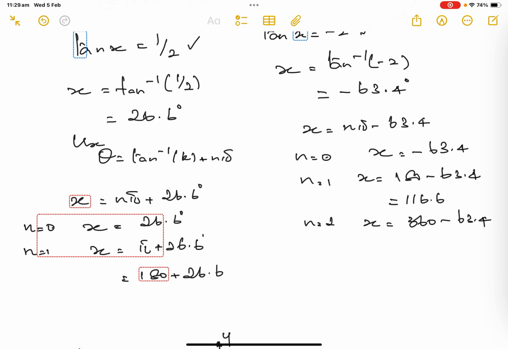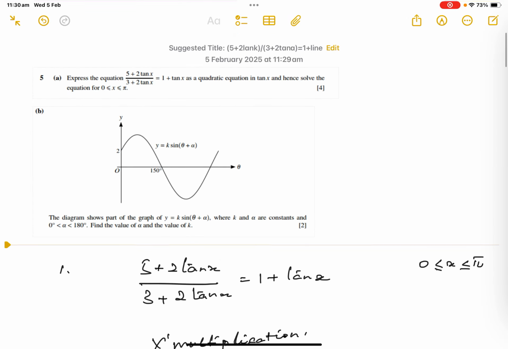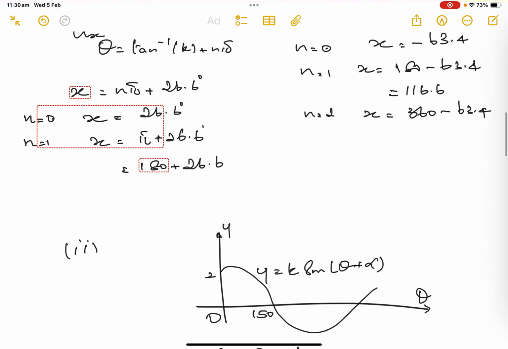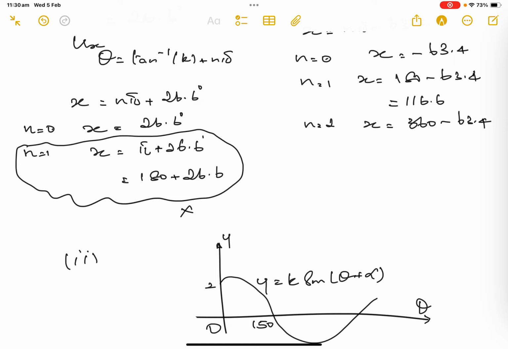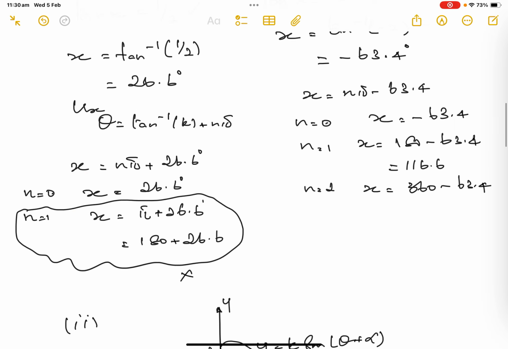Say the general equation is theta equals n pi plus the principal value of 26.6. n equals 0 gives us the principal value. n equals 1 is pi plus 26.6. But the value of x is given to us between 0 and pi. Therefore this value is no longer valid.